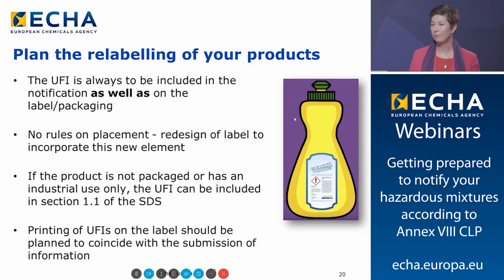And of course, the relabeling of your products. The UFI must always be included in the notification as well as on the label or, in some cases, the packaging. There are no strict rules on the placement of the UFI, so you will need to redesign the label in any case to incorporate this new element. If the product is not packaged or if it has an industrial use only, the UFI can be included in Section 1 of the SDS. And of course, the printing of UFIs on the label should ideally be planned to coincide with the submission of information.